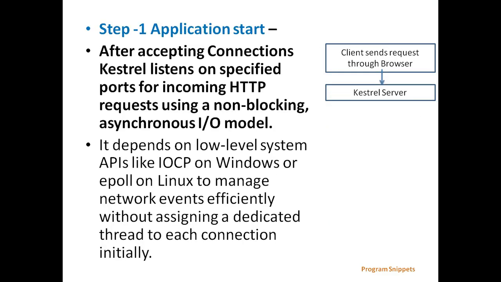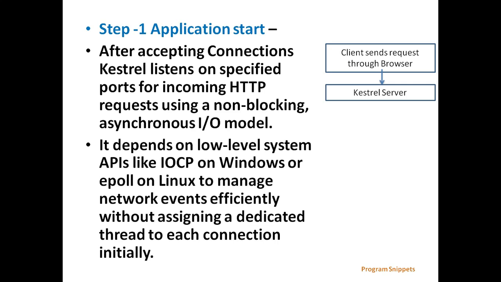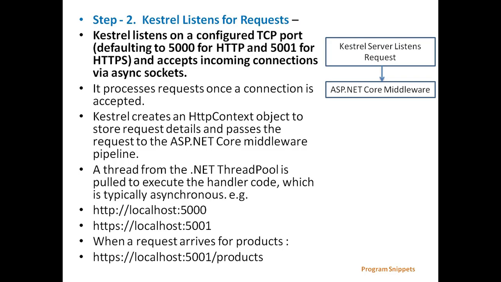After accepting the connection, Kestrel listens on specified ports for incoming HTTP requests using a non-blocking asynchronous input-output model. It depends on low-level system APIs like IOCP on Windows or epoll on Linux to manage network events efficiently without assigning a dedicated thread to each connection initially. Then Kestrel listens on the configured TCP port and accepts incoming connections via asynchronous sockets. It processes requests once a connection is accepted.